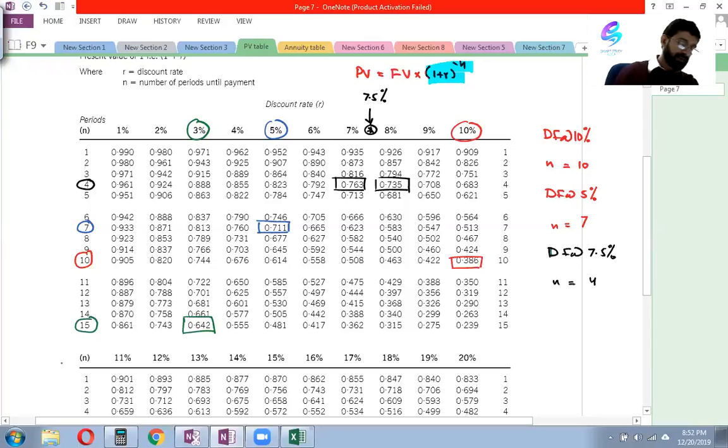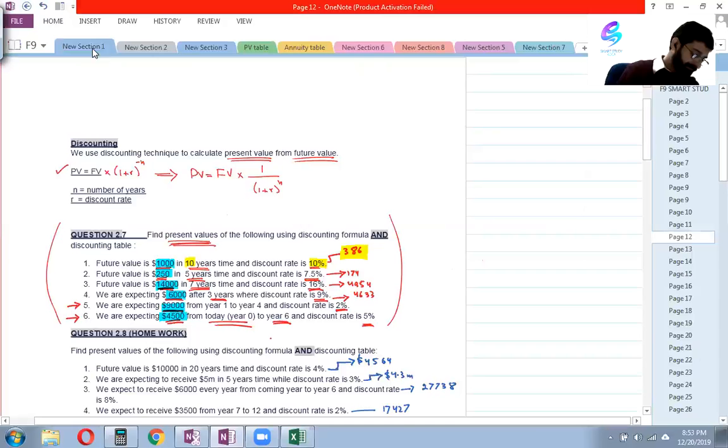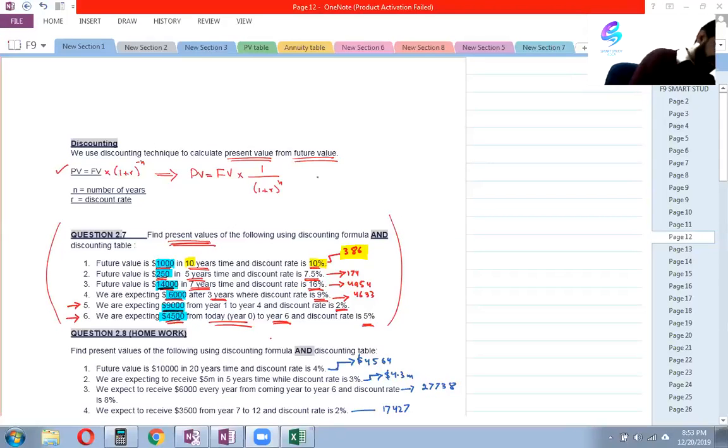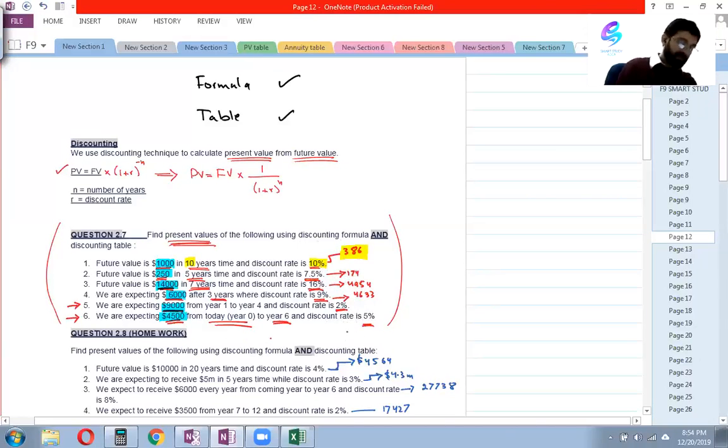So you have learned discounting. You have learned how to calculate it using the formula, and you have learned discounting using the table, right? Again, you can calculate using the table also, all the same figures. So what is the homework? The homework is to find the present value using the discounting formula and the discounting table. Of course, you should be very comfortable with both of them.